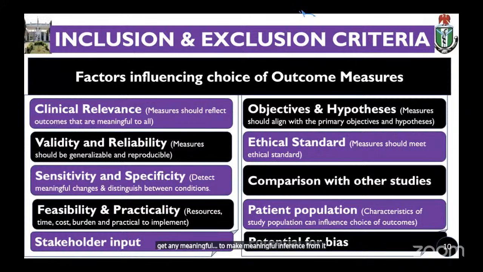Then the validity and reliability, this measures the generalizability and reproducibility of your findings. Then what of the sensitivity and specificity, the feasibility and practicality of the study, and of course the stakeholder input. This area is very important. In fact, the major reason why this is here is the fact that your outcome measure can be modified by your colleagues, it can be modified by your trainers, it can be modified by consultants in your team, it can even be modified if you decide to do a pilot study.